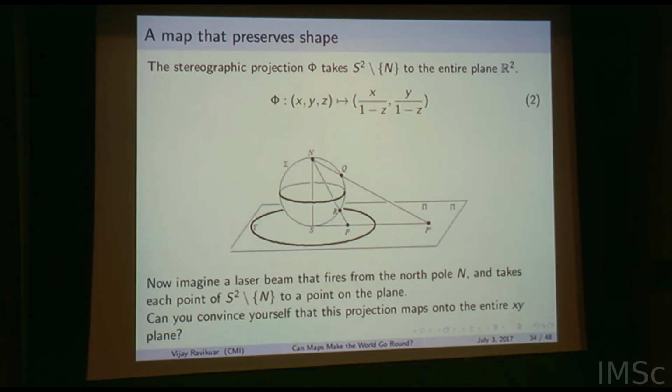So imagine that we have a laser beam at the North Pole that's firing from the North Pole through the sphere and taking different points of the sphere to different points of the plane. So like the gnomonic projection, you can convince yourself that that's actually going to take all of the sphere minus the North Pole onto the entire plane. It'll never take two points to the same point, and it'll end up covering the whole plane.